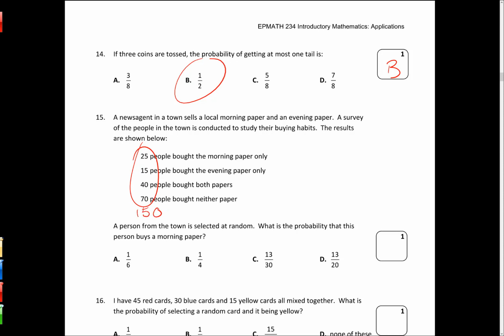So a person from town is selected at random, okay? Out of these 100, it's a small town. A survey of the people in town. A person from the town is selected at random. That's actually quite badly worded. We should say a person from the survey is selected at random, okay? What's the probability that this person buys a morning paper?